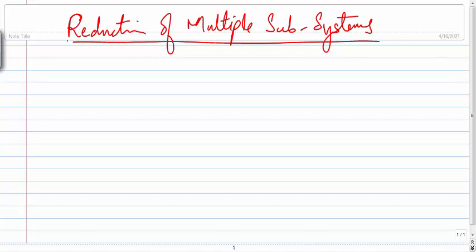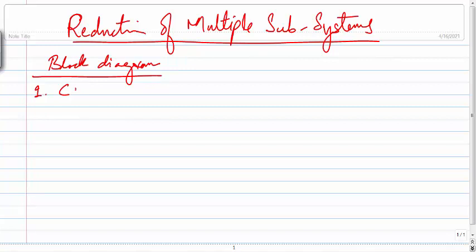So actually, normally we have some block diagram. So first of all we have block diagram, with the help of which we can represent our system. Now in block diagram, the first type of connection we have is the series form, or sometimes it's called cascade form.